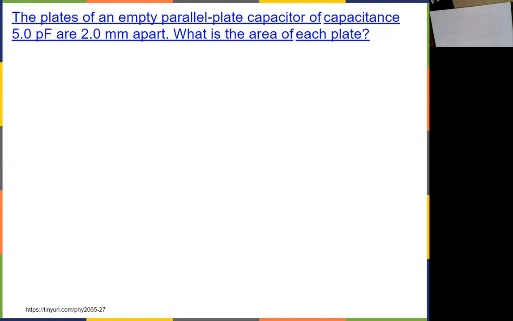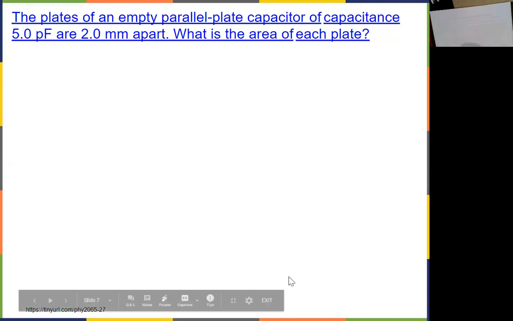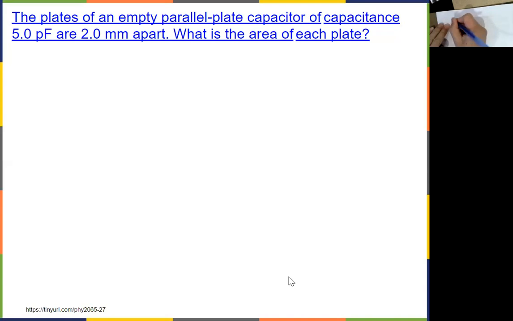Using the equation we just derived in the previous slide for the capacitance of a parallel plate capacitor, C is equal to epsilon naught times A over d. Okay, we are given the C, we are given the d, right? You are looking for the area. This is the constant 8.85. So you can rearrange the equation. Area should be equal to C times d over epsilon naught.